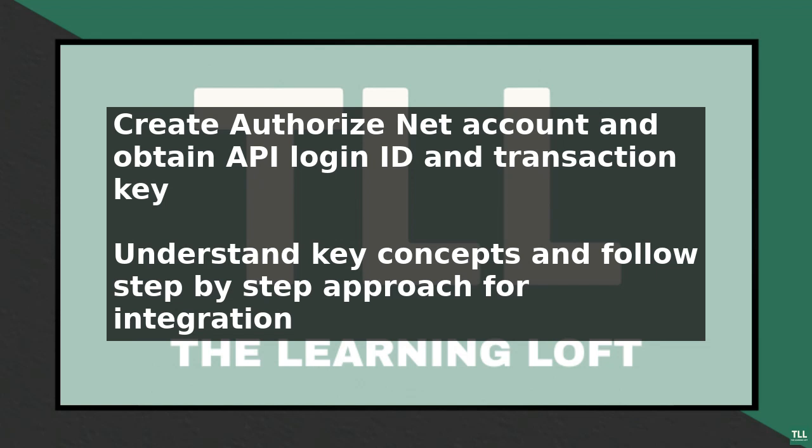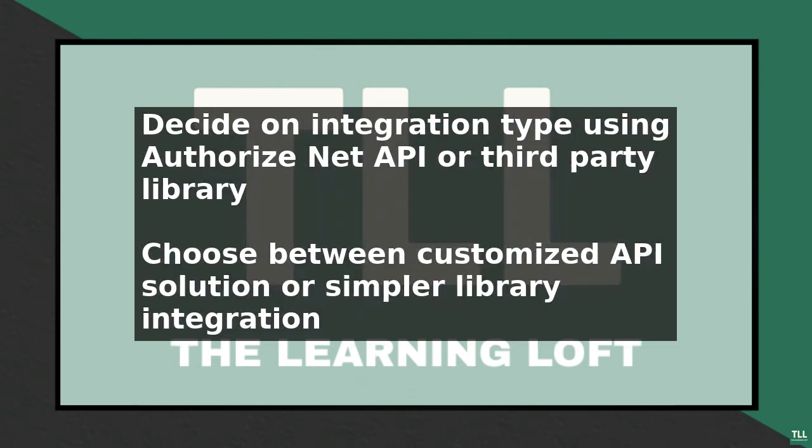Next, you need to decide on the type of integration, either using the Authorize Net API or a third-party library. The API provides a more customized solution, while the library offers a simpler and faster integration. After deciding on the integration method, you should set up a CIM profile, which allows customers to save their payment information for future transactions. This involves creating a customer profile, payment profile, and shipping profile.